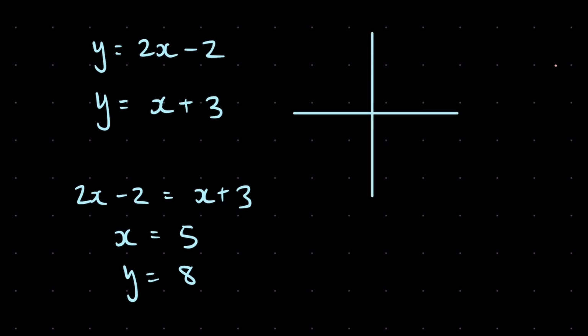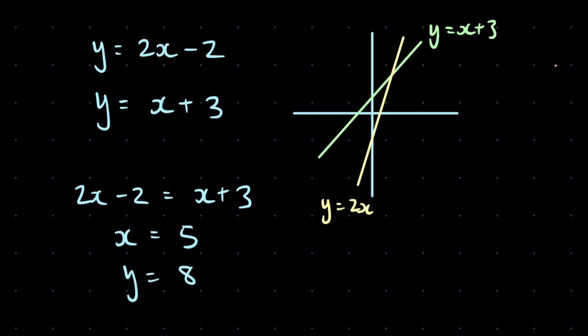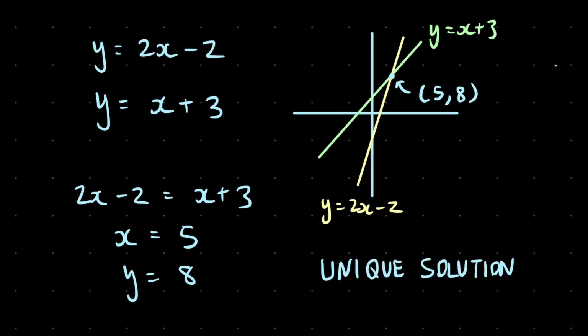So y is equal to x plus 3, which looks something like this, with a positive y-intercept of 3, and y equals 2x minus 2, which looks something like this, with a y-intercept of negative 2. Now, I won't label all the points because what I'm trying to show here is that for a unique solution, there's only one point of intersection, which in this case is the point (5, 8). Alright, let's have a look at our second case.